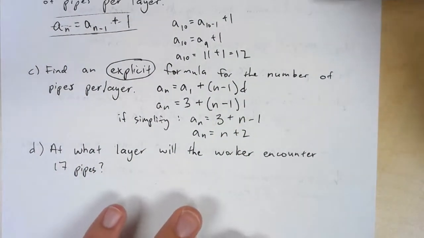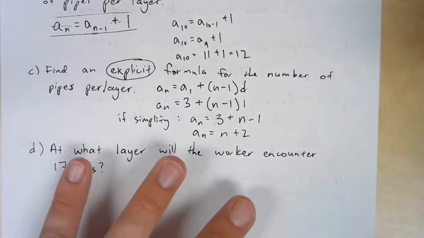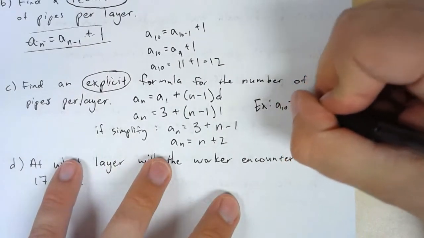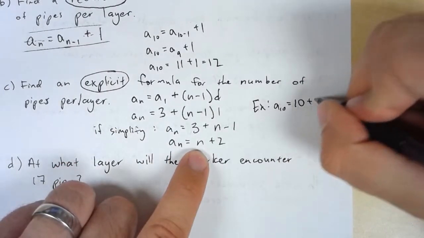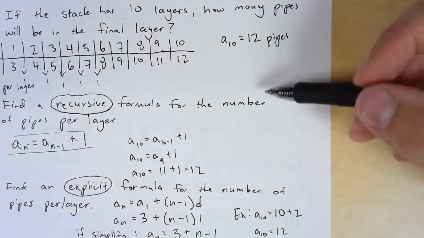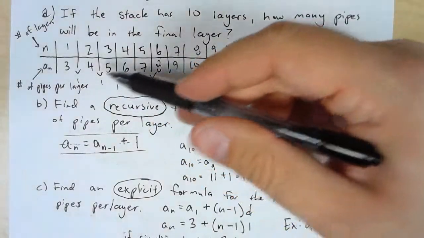So if we just said 10, let's do an example in here. Example: a sub 10 is equal to, replace the 10, 10 plus 2. So a sub 10 should equal 12, which is what we figured out earlier when we figured out just counting it all the way up.